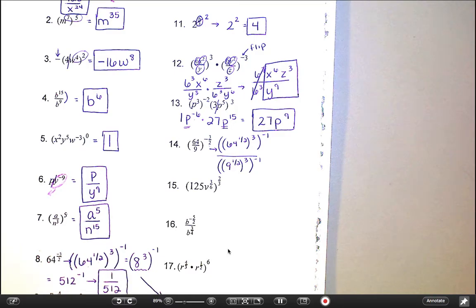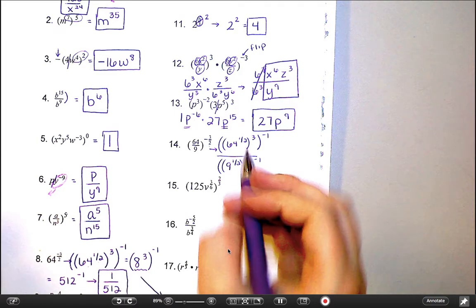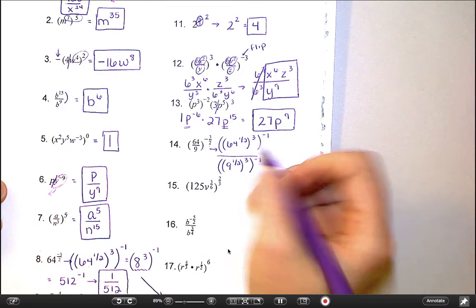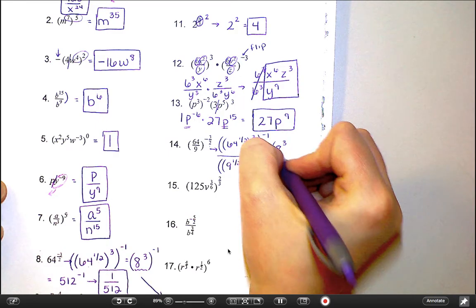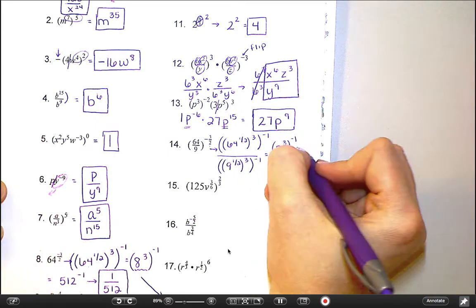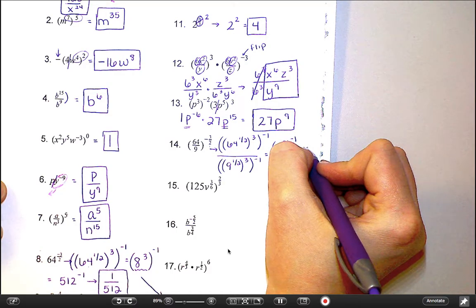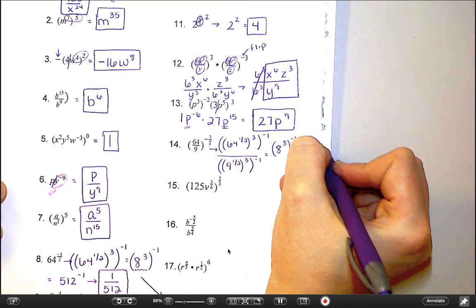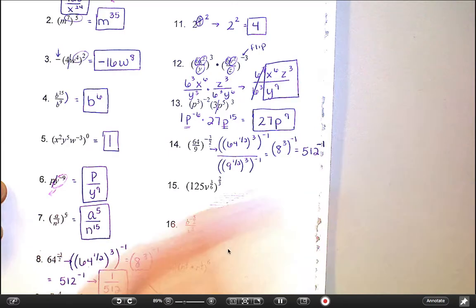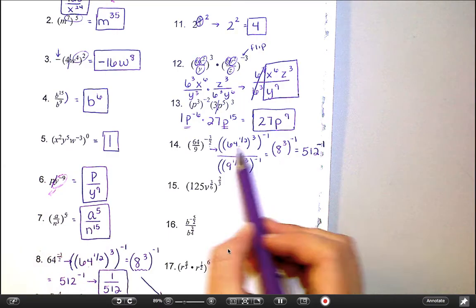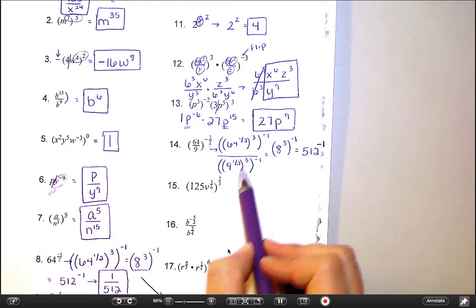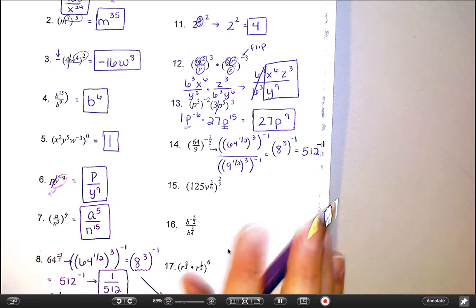Now, to be entirely honest, I did this problem a second ago, 64 to the 3/2 power. I did this exact same thing. So 64 to the 1/2 is 8. So now I have 8 to the 3rd to the negative 1. And then 8 to the 3rd I figured out was 512. So now I have 512 to the negative 1. Now, I'm going to leave that right there for just a second, because I don't want to start messing around with putting a fraction inside of something that's already a bigger fraction. So just leave that for a minute.